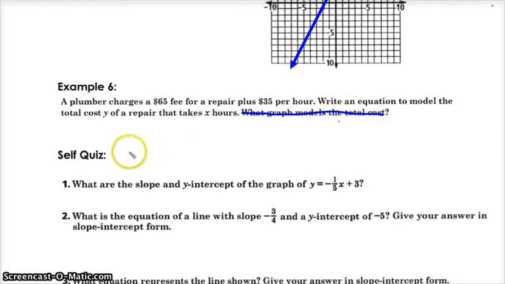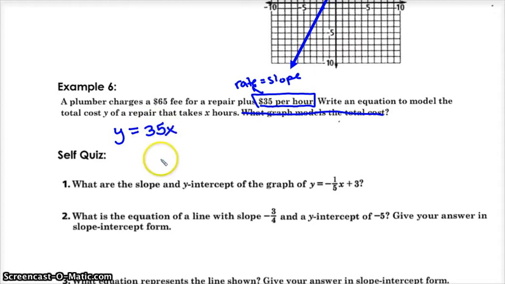All right, we can write this equation in slope-intercept form. Check it out. When we see $35 per hour, that's my rate. The rate is my slope. So in my equation, that's 35x. He charges a $65 fee. That's an initial fee, and that's where I'll start. So this represents the y-intercept. So the equation that models this situation is y equals 35x plus 65.